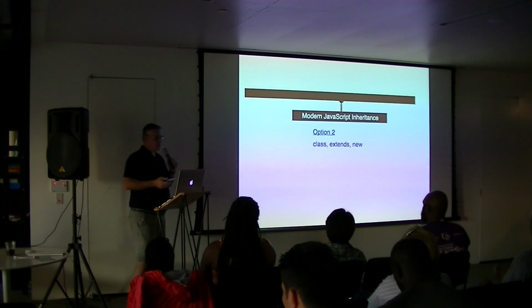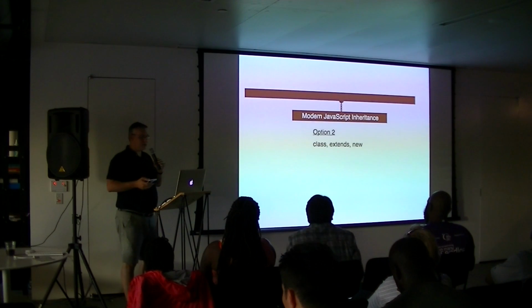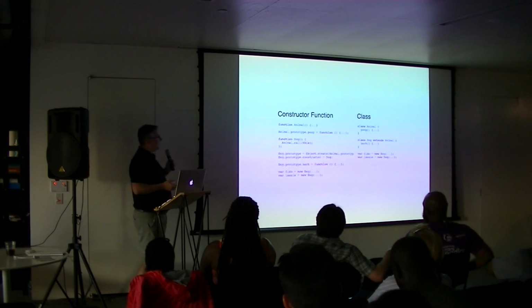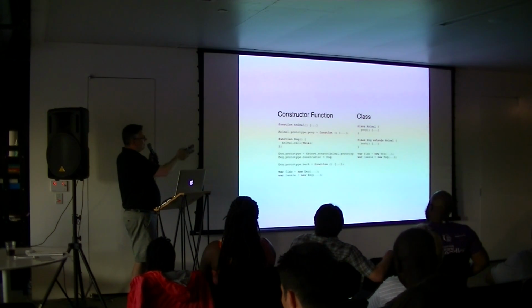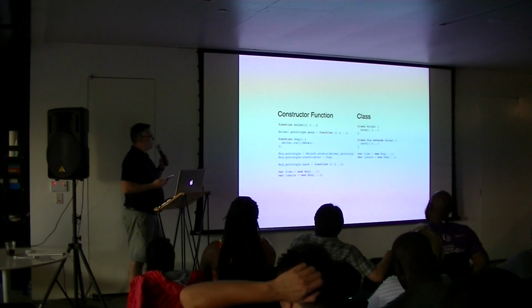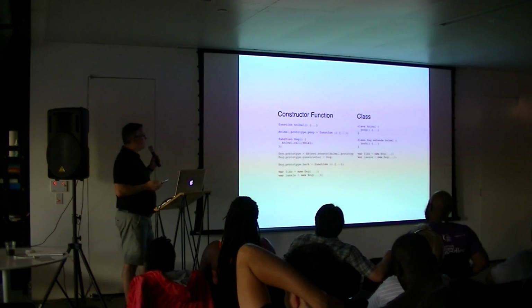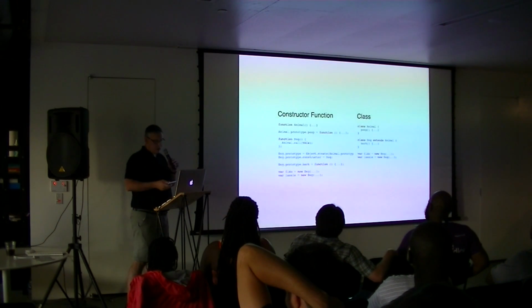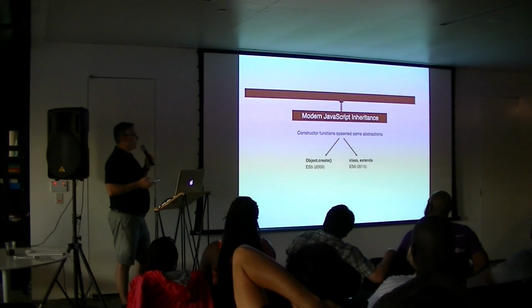But let's look at the other option, the newer option. Let's use class and extends and the new operator. I'm going to just cut straight to the code. So there's the constructor code again, and there's the class code. Pretty similarly, it's a lot shorter, a lot easier on the eyes. Instead of just comparing these side by side, let's go straight to comparing the two modern approaches side by side.